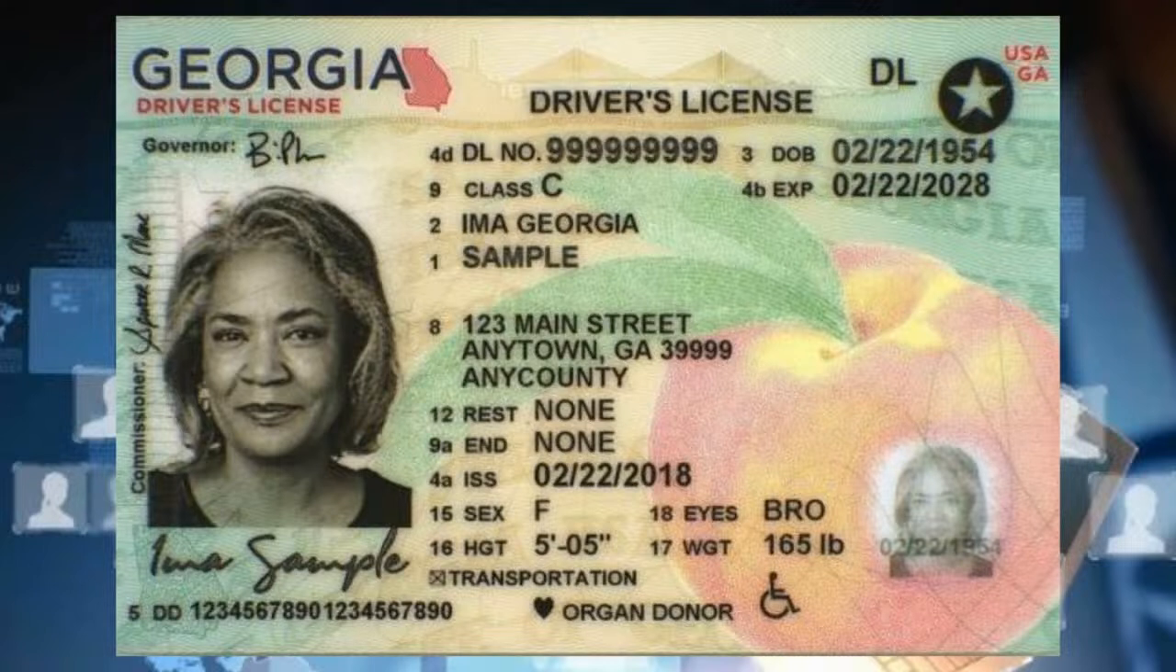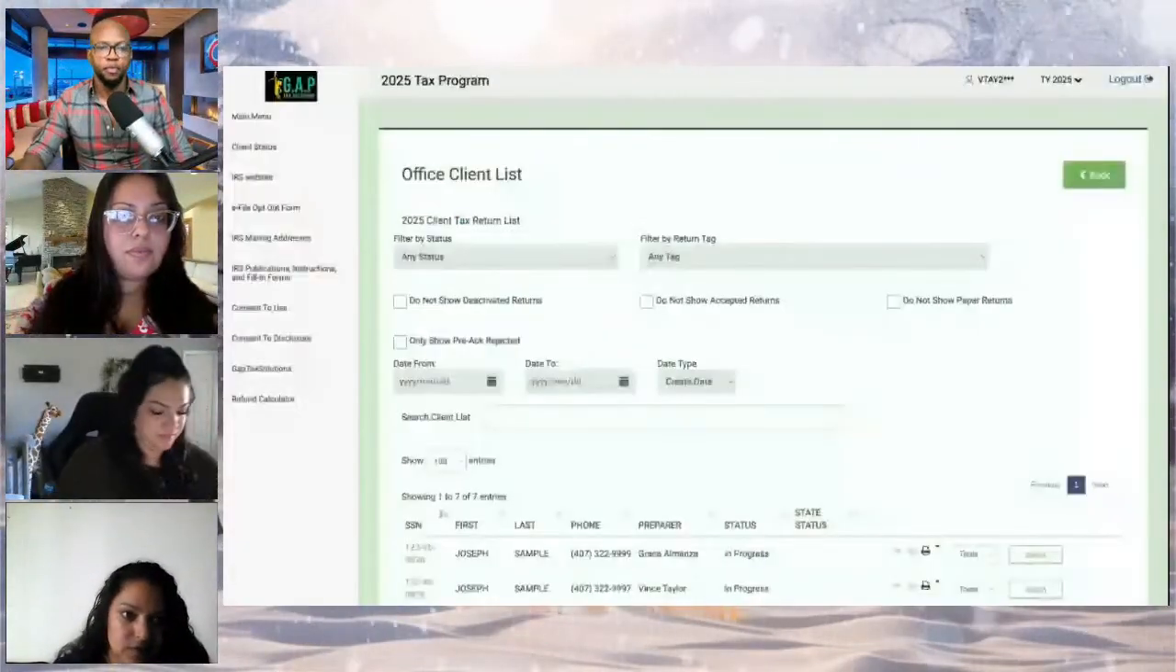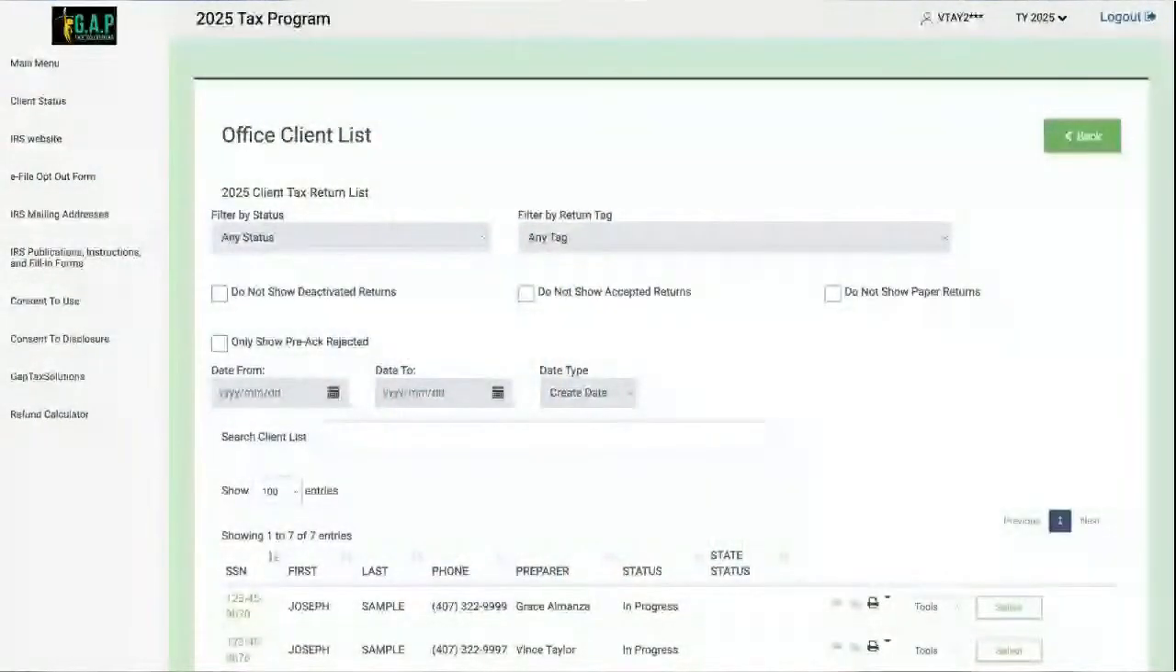So we should be looking at this screen right here. Oh, sorry, not that screen. This screen. What am I doing up here? All right, here we go. This screen. Okay. So we're going to go ahead and enter another client.